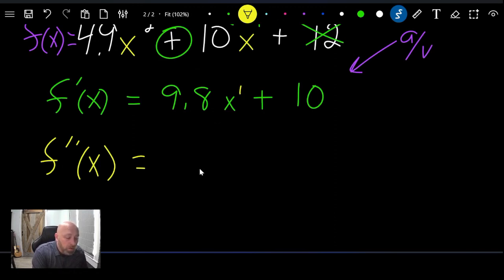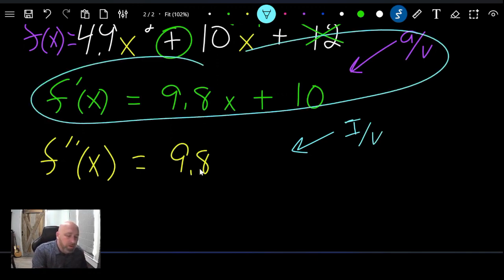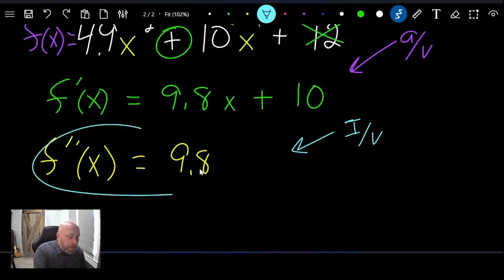Remember, this is a 1, so we're going to take this and we're going to multiply it by that, so it's still just a 9.8. The x goes away because it's 1 minus 1, right? And then that just makes it go away. This 10, we get rid of it. So the second derivative of this is just 9.8. So this is going to be the formula for how we find our instantaneous velocity. Okay, so we're going to use both of those. We're going to use this one for average, and then we're going to come back and we're going to use this one for instantaneous.